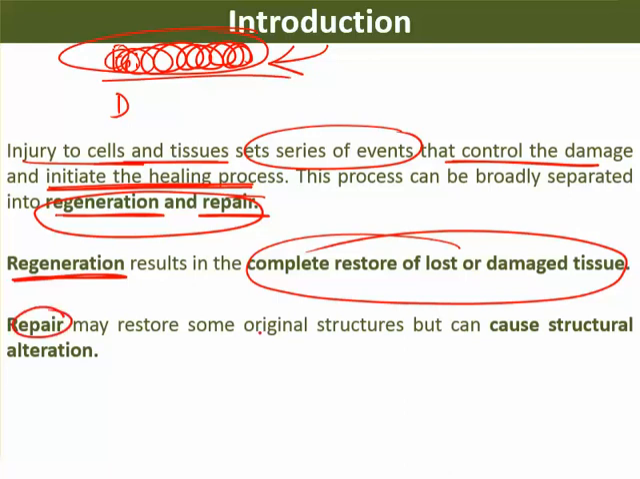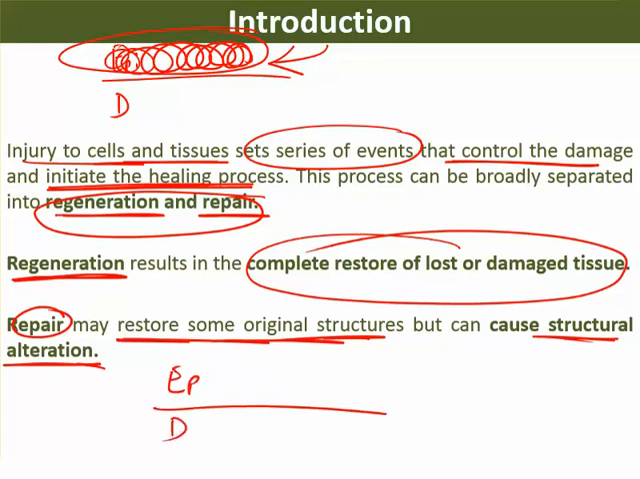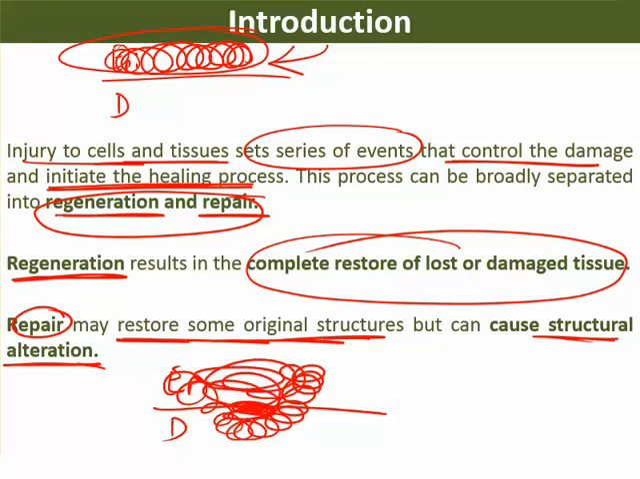Repair means they may restore some original structure, but there will be structural alteration. For example, there is epidermis and dermis. Okay, a person got some injury, it is a little bit deep, so the dermis is also injured. So when the epidermis and dermis are injured, actually the healing will be of repair, where they produce collagen and they produce scar formation.